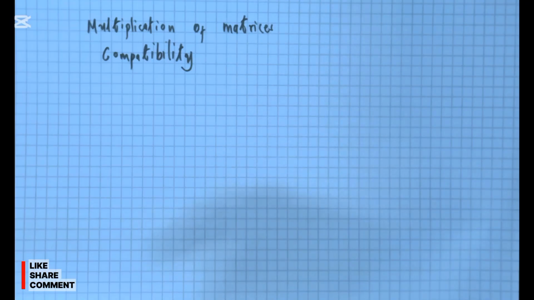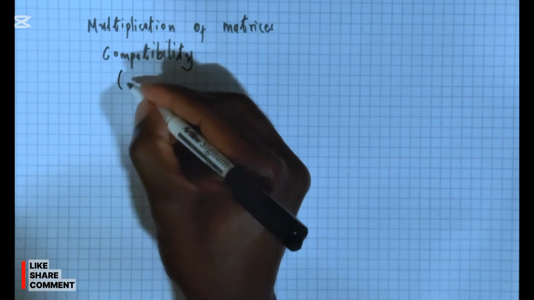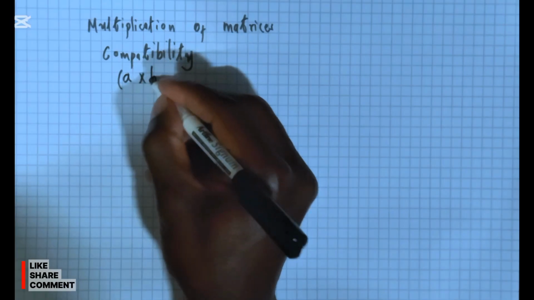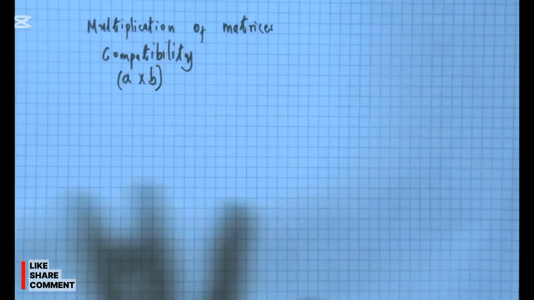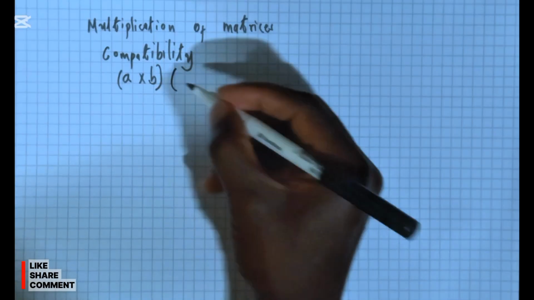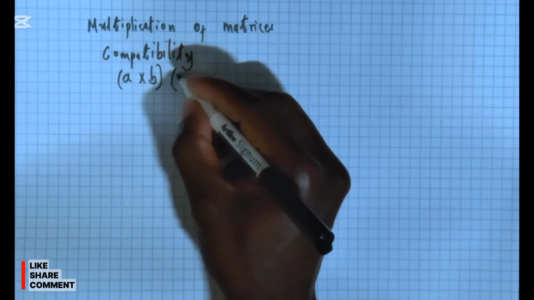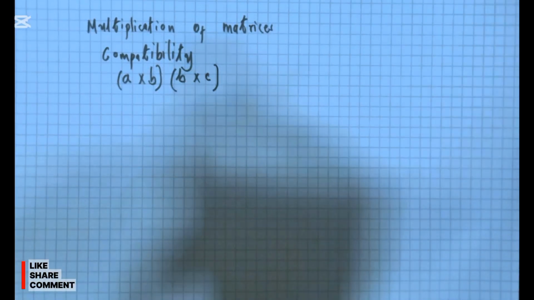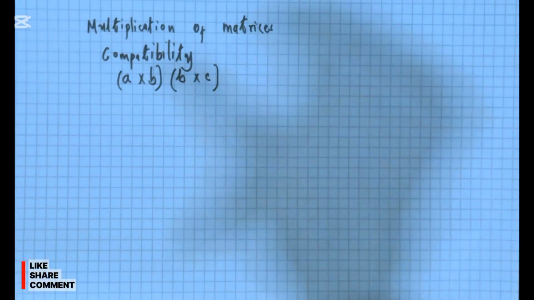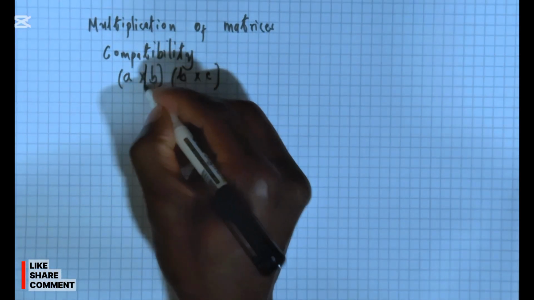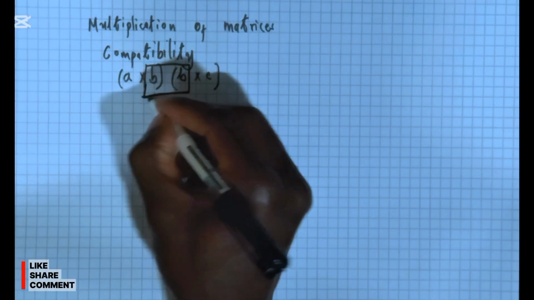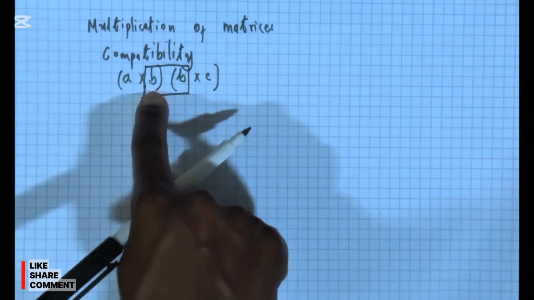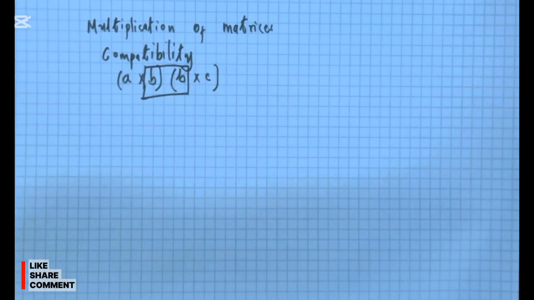compatibility. And we always say that if you are having a matrix with order A by B, and you're multiplying it by another matrix of order B by C, then for these matrices to actually be compatible and ready for multiplication, these two numbers, that is the two B's, the one at the end of the first one and the one at the beginning of the second, have to be the same.